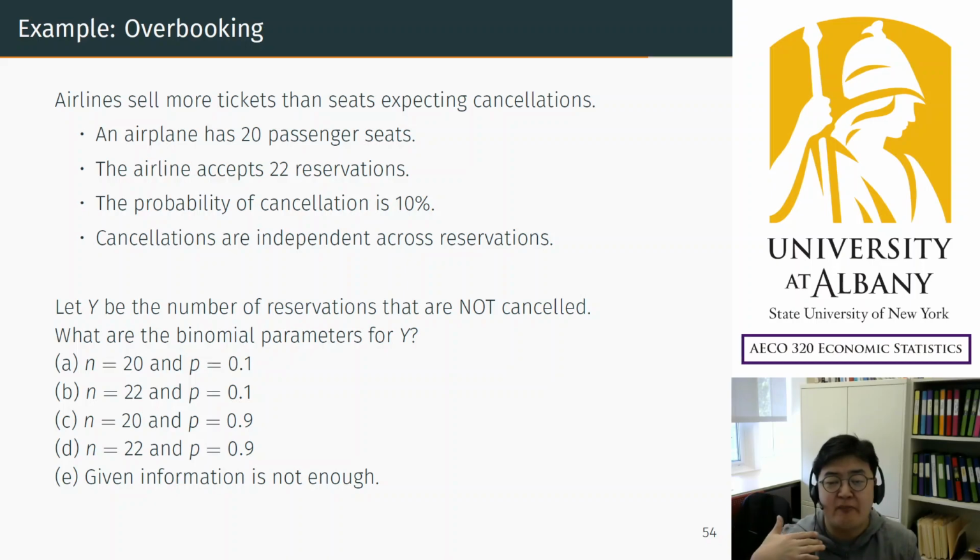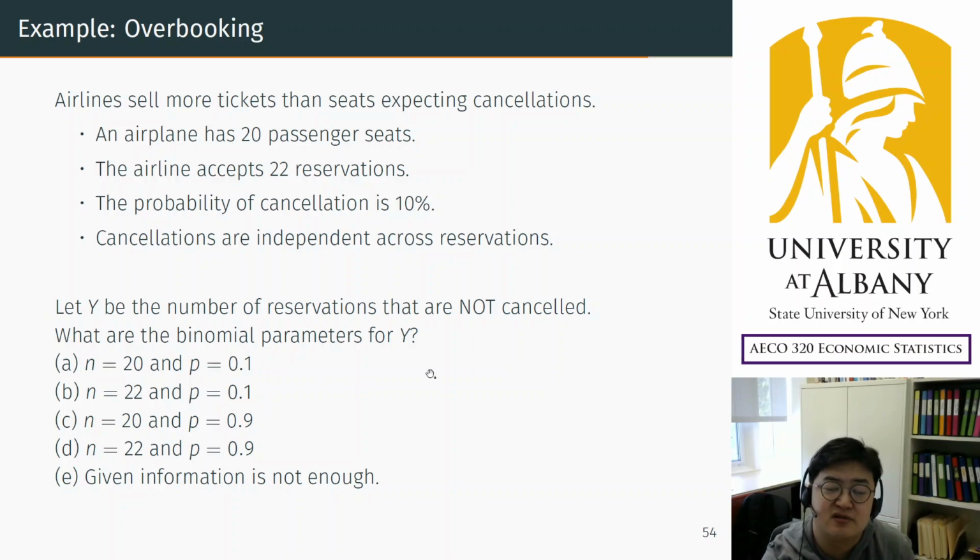This is the number of passengers who come to the airport to take the flight, right? If more passengers come to the airport than the number of seats, then the airline is in trouble and needs to compensate the passengers. And we know this is a binomial distribution.